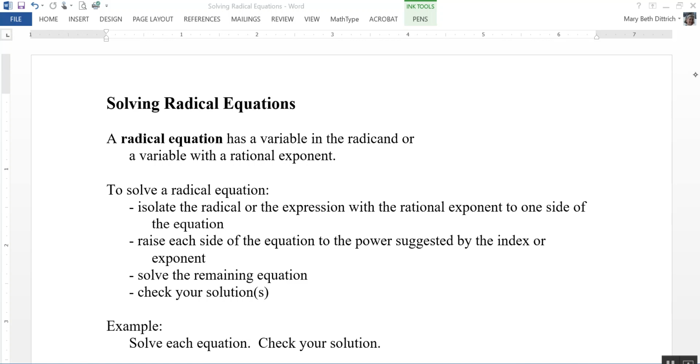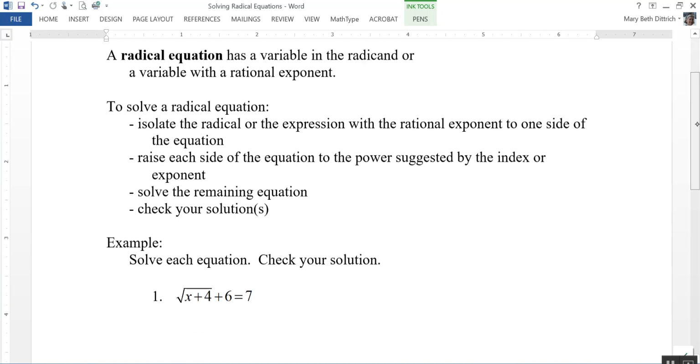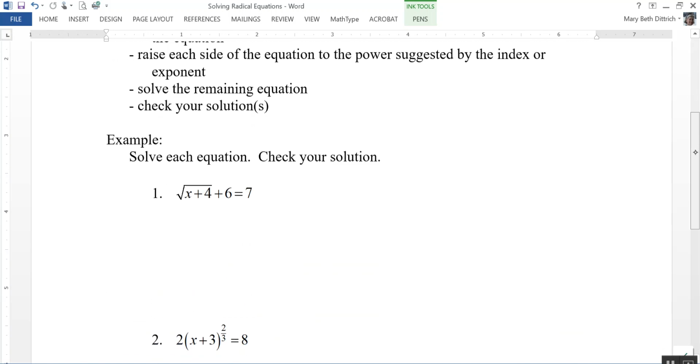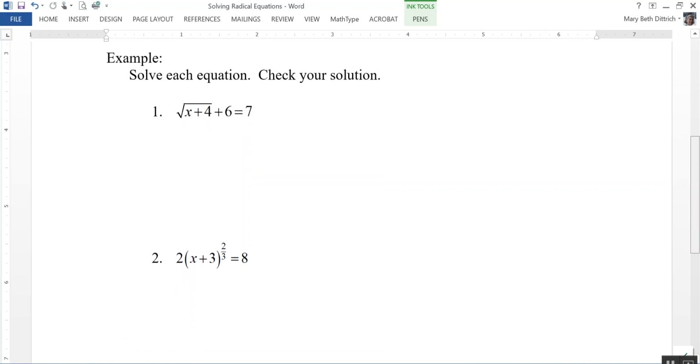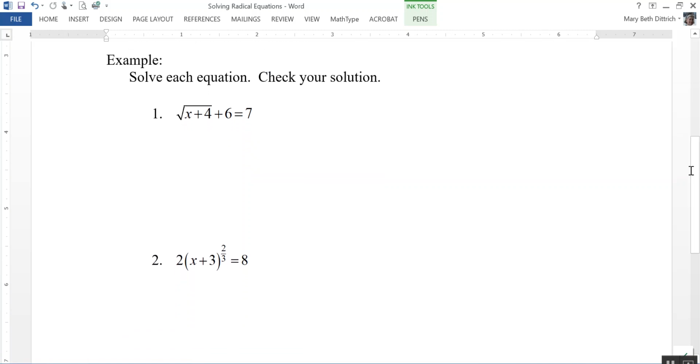Let's take a look at several examples here. We need to solve each equation and check your solution. It's really important that we do check our solutions because sometimes we can end up with an answer that doesn't work. So number 1 has the square root of x plus 4 plus 6 is equal to 7.